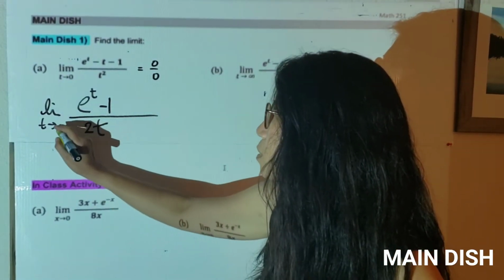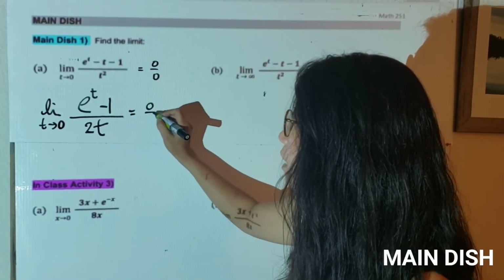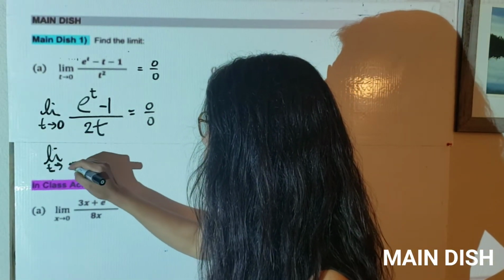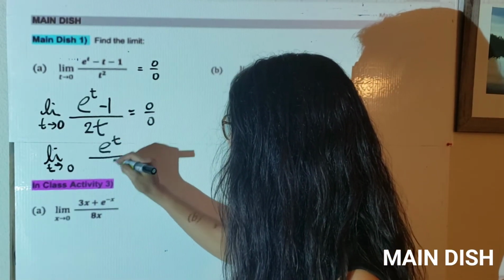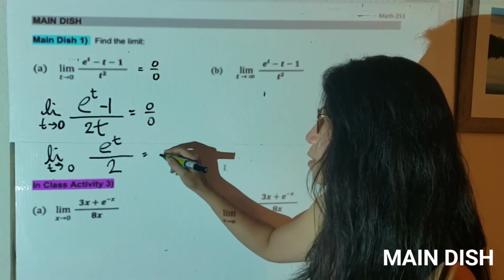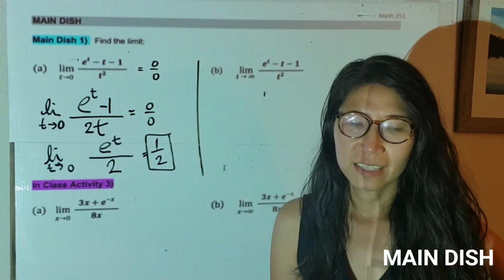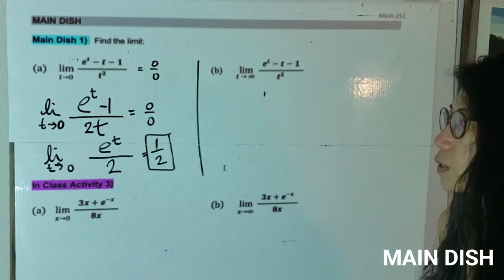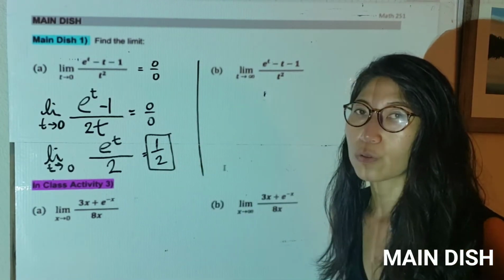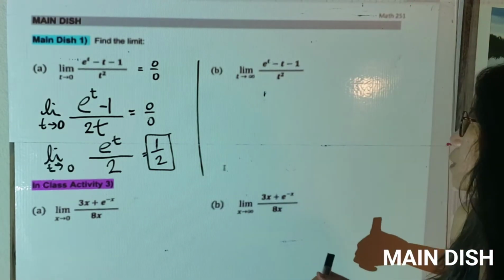So let's plug in 0 again. I see that it becomes 0 over 0 again. So I'm going to take a derivative one more time. That will be e to the t over 2. Now if I plug in, I get 1 over 2 as my limit. So you can keep taking derivatives until you get the answer, as long as it satisfies the condition: if it's 0 over 0 or infinity over infinity, you can keep taking derivatives.